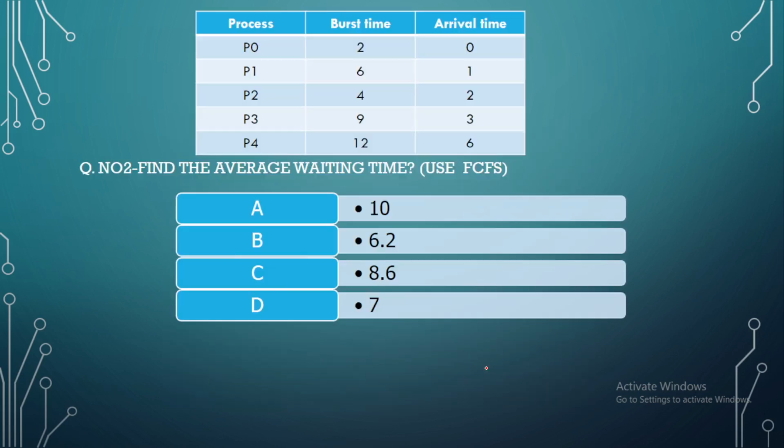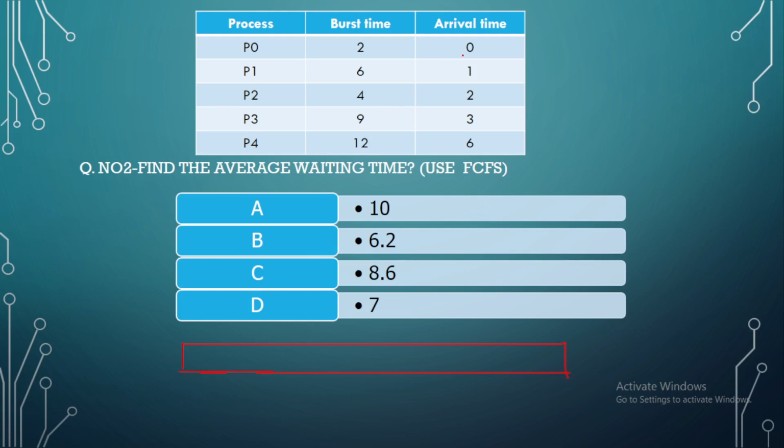Now we have a question here. There are 5 processes, P0, P1, P2, P3, P4, and each process's burst time, the execution time, is given, and the arrival time of each process is also given. Now we have to find the average waiting time for this question. We have to build the Gantt chart first.